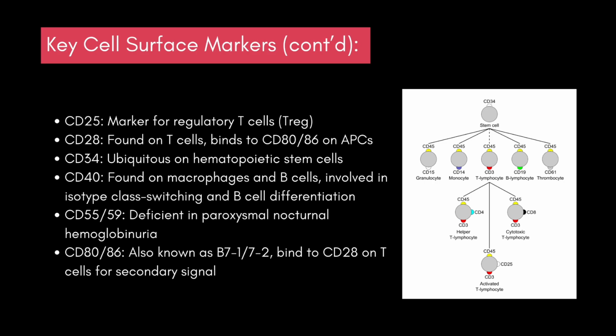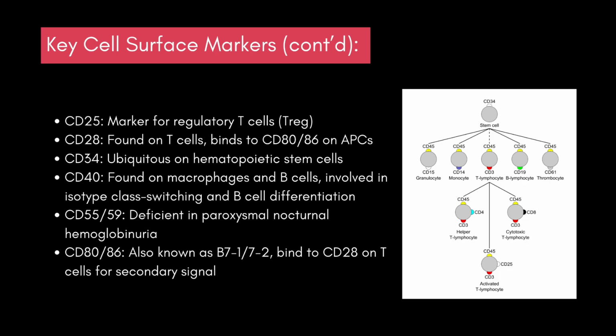Next, I'd like to talk about CD25. This is the marker for regulatory T cells, also known as Treg. CD28 is found on T cells, which binds to CD80 and CD86 on antigen presenting cells. CD34 is ubiquitous on hematopoietic stem cells. CD40 is found on macrophages and B cells, involved in isotype class switching and B cell differentiation. CD55 and CD59 are deficient in paroxysmal nocturnal hemoglobinuria. CD80 and CD86, also known as B7-1 and B7-2, bind to CD28 on T cells for the secondary signal.